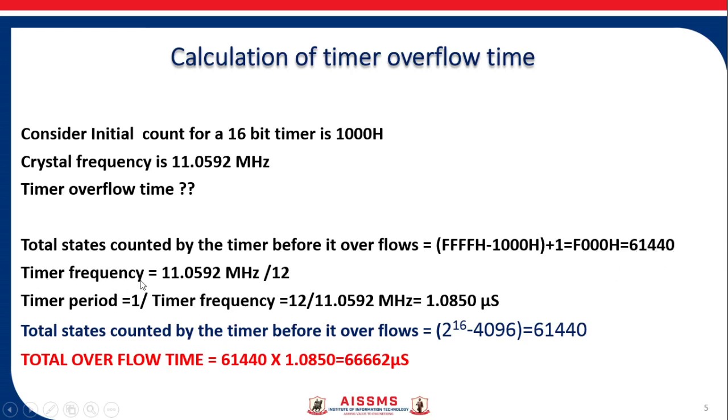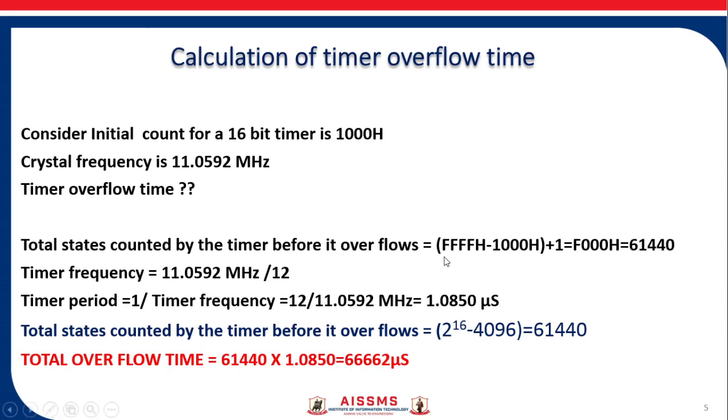The timer frequency is calculated as oscillator frequency divided by 12. So 11.0592 megahertz divided by 12, and the reciprocal of this gives you the timer period, which comes out to be 1.0850 microseconds. To count one state, it will take 1.0850 microseconds. So to count 61440 states, it will take 61440 into 1.0850, which is approximately 66 milliseconds.